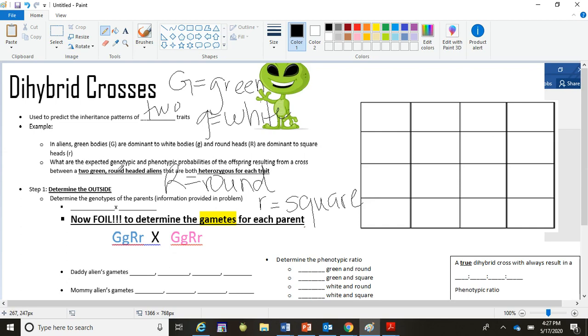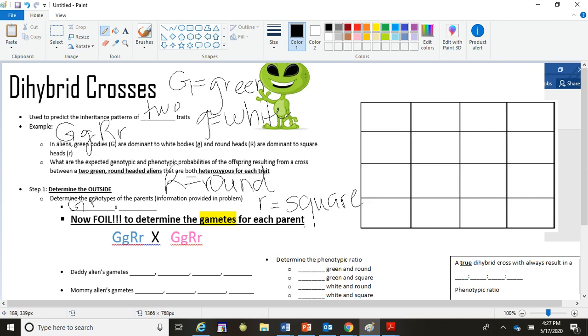So if you're heterozygous for body color, you're going to be big G, little g. And if you're heterozygous for head shape, then you would be one capital R and one lowercase r. And it says both parents are heterozygous for both traits. So both parents are going to have a capital and a lowercase of each letter.